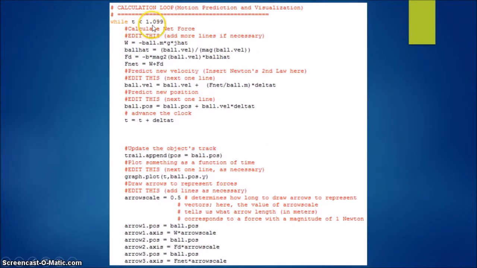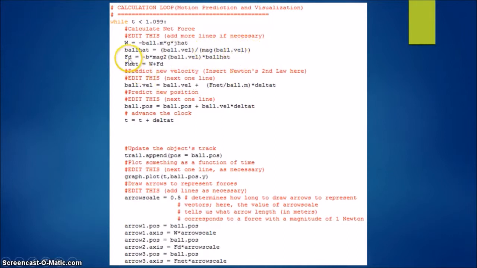And here we have our calculation loop. Here I set the total time expired as the total time that expired between the beginning and end frame of the video that I chose. Here I set the weight force formula as code, which is negative mg in the downwards direction. Here I find the unit vector of the ball's velocity, which is the vector divided by the magnitude of that vector.